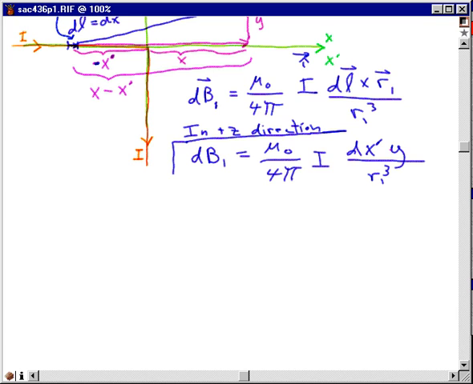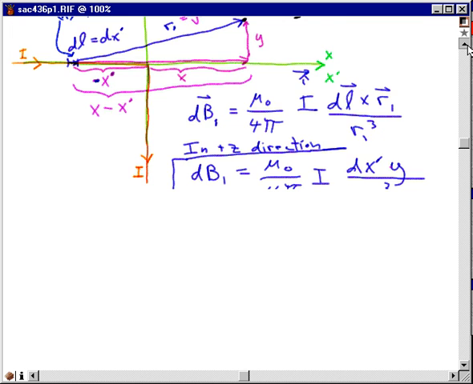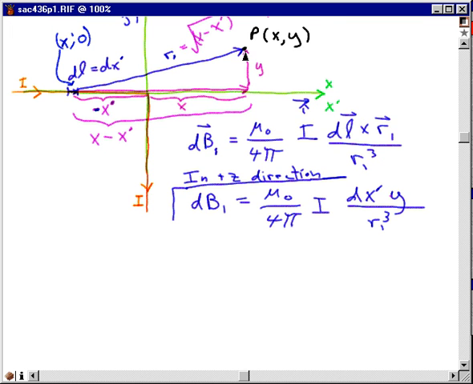So I want to get rid of that and start working on this actual vector here, on what's going to turn out to be an integral. So this dB1 is a contribution to the magnetic field at point P due to this infinitesimal little wire segment at x prime comma 0.